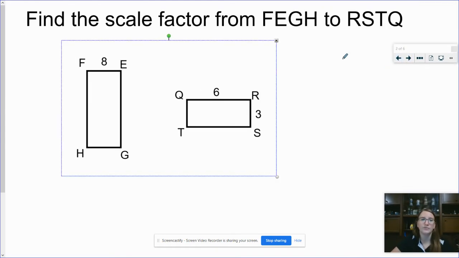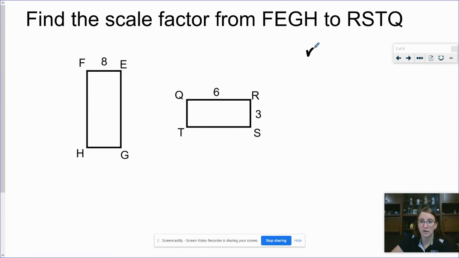We're going to try these 2. So find the scale factor from FEGH to RSTQ. Now, again, notice that my rectangle turns. So when I do scale factor, when I do new over old, I need to use a pair of corresponding sides. So take a moment. I want you to try this completely on your own.